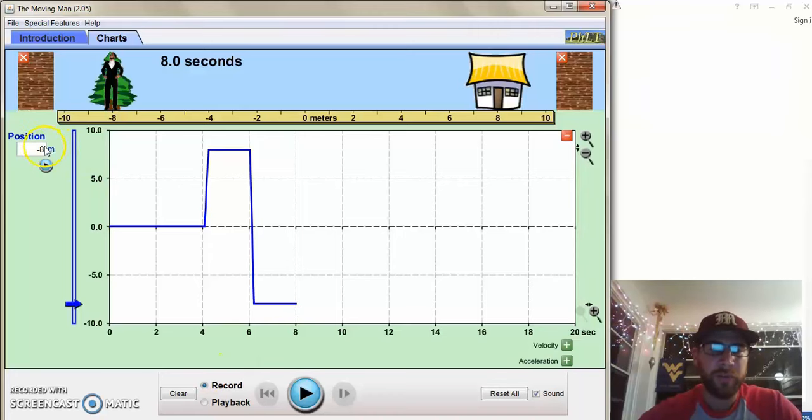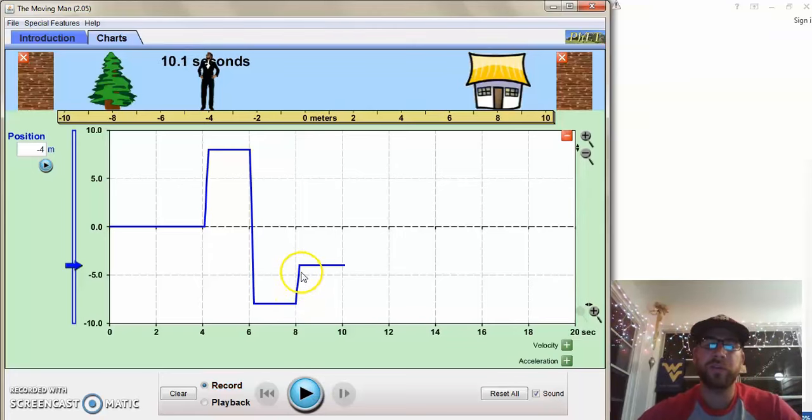And what would happen if I brought him a little bit closer to the origin, a position of negative 4 meters? Notice moving man moved to a position that is closer to the origin. And what happens is our graph, our position, gets a little bit closer to the origin too. So when he moved from negative 8 meters to negative 4 meters, he is now closer to the origin and remaining motionless at a position of negative 4 meters.